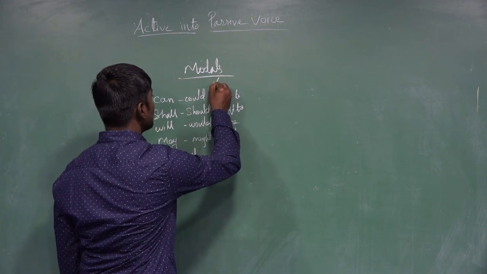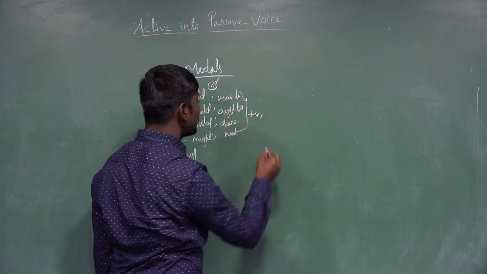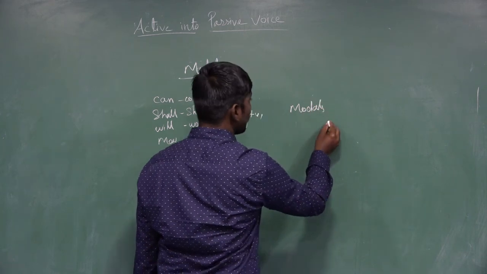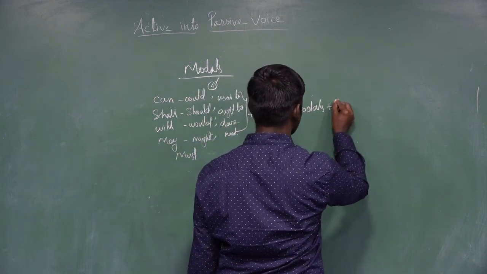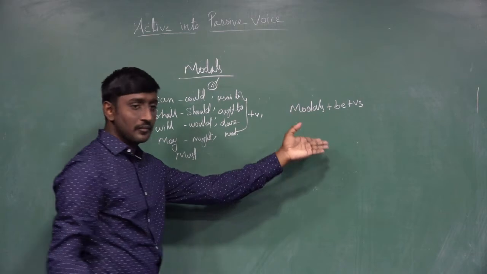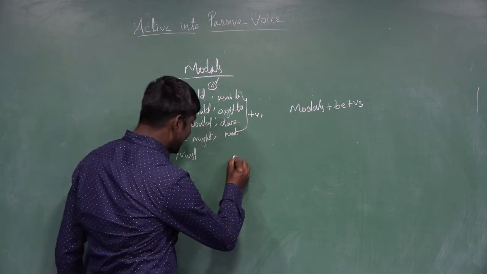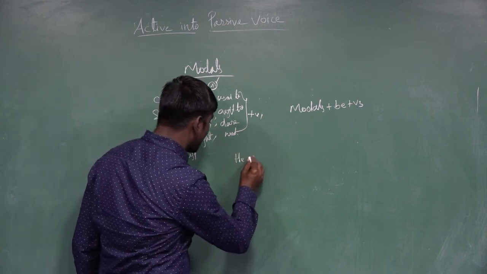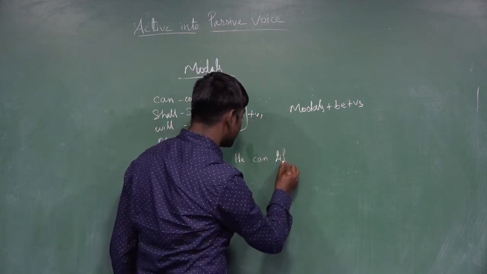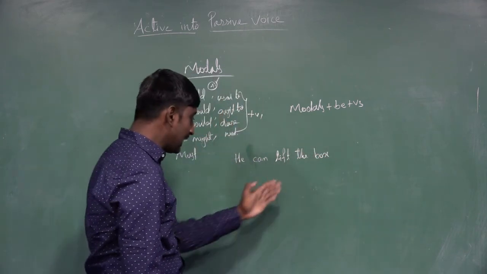So in the active voice, modal plus verb 1. So the passive is modal plus be plus V3 form. Modal plus be plus V3 form. And I will give one example. He can lift the box.